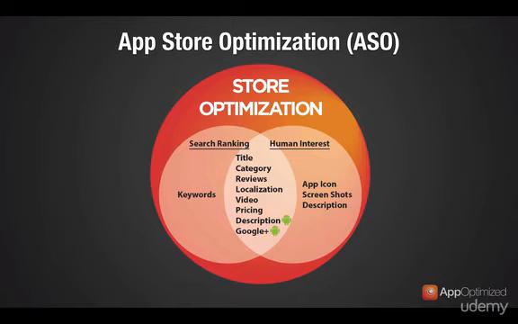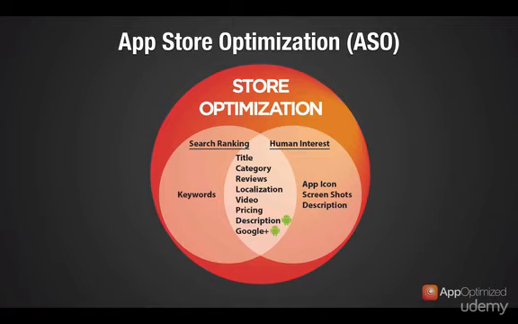In the middle of these two, there are certain elements that actually influence both human interest and search ranking, and those are listed in the middle here: the title, the category, the reviews, localization, video, and pricing. The last two are specific to the Google Play Store and Android apps: the description and Google Plus ratings. I'll go into more detail about how those are specific to Google Play in future videos.